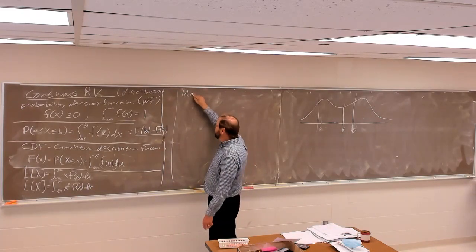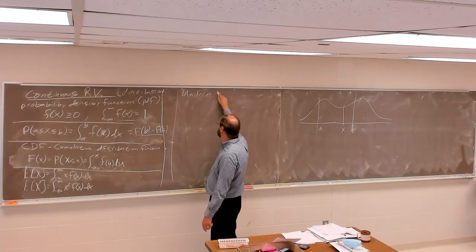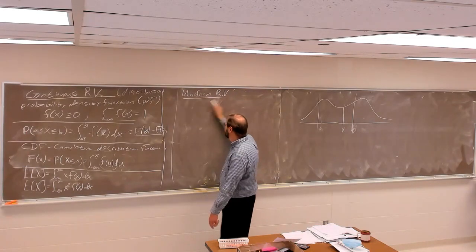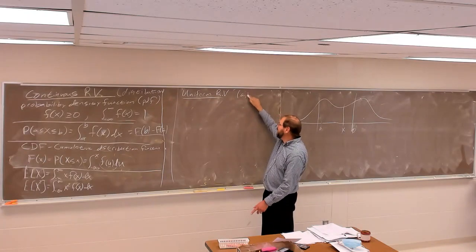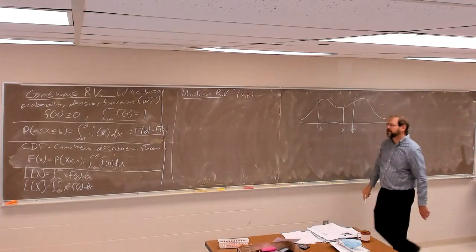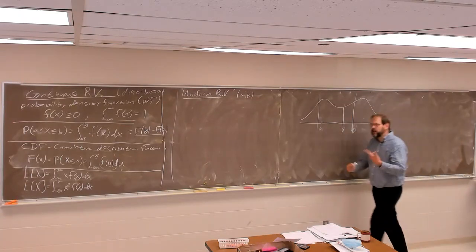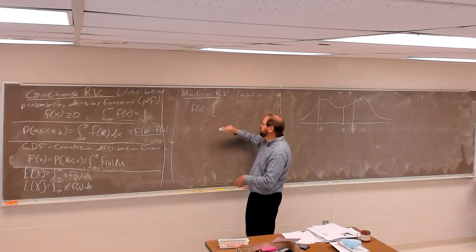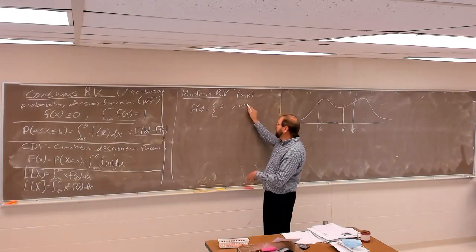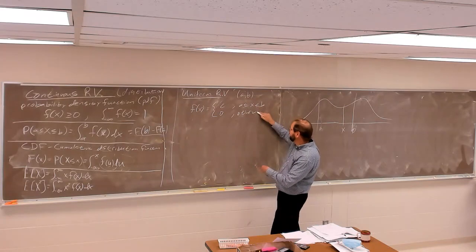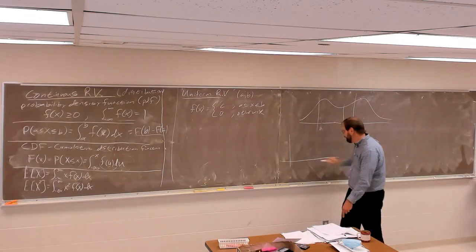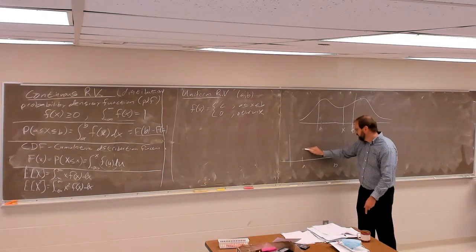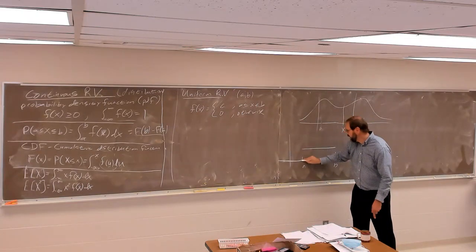The named ones, uniform. Two parameters, A and B. So a uniform random variable is a constant function over that interval from A to B, and it's 0 otherwise. So I guess it's constant over that too, right? It either takes the value between A and B, some constant value, and outside of A and B it's 0.